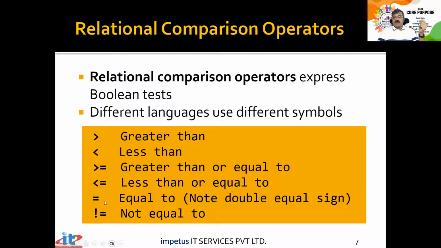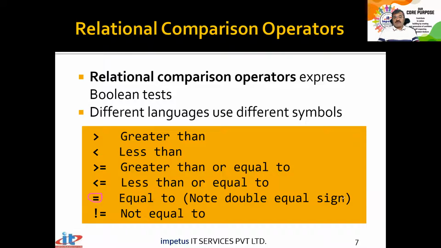Some languages use double equal to. Some languages for not equal to have a slightly different notation. So from language to language, the notation can change. Some language represents not equal to in this fashion. That's okay. But it all depends upon which language you are working on, and accordingly we'll have different notations that you can have. Here we have said equal to, correct?